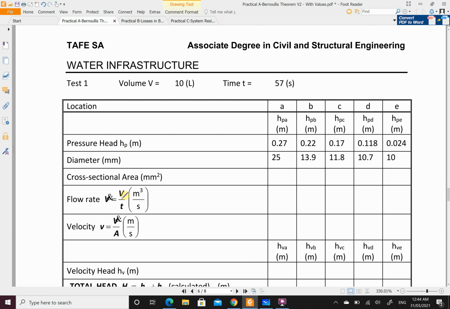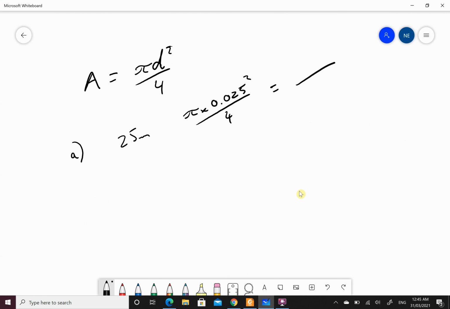My flow rate is V divided by T. I know my volume for test 1. Volume is 10 liters, and my time is 57 seconds. So quite simply, flow rate, which is V dot, which is Q, is equal to volume on time, which is 10 divided by 57 seconds.